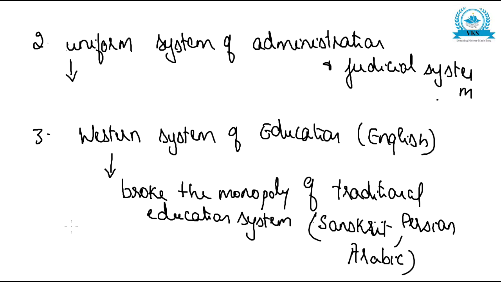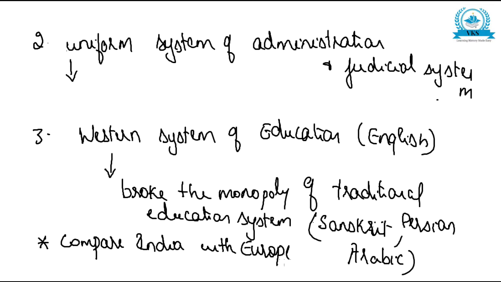And the enlightened Indians began to compare their existing conditions to Europe. That is, the educated Indians started to compare the situation in India with Europe. So that also was an impact of the British rule. So the Western system of education in English broke the monopoly of the traditional education system which was practiced in Sanskrit, Persian and Arabic. The enlightened Indians, or the educated Indians, started to compare the existing conditions of India with that of Europe.